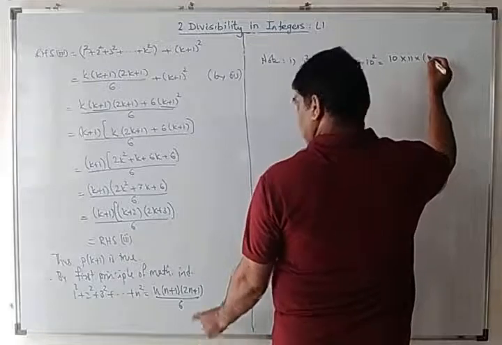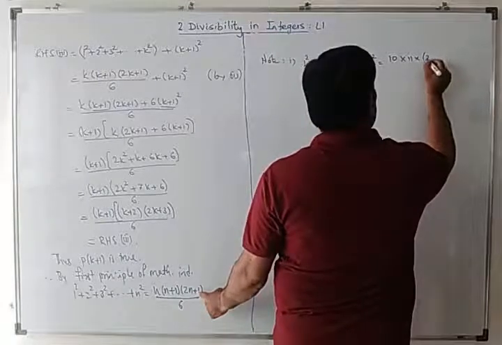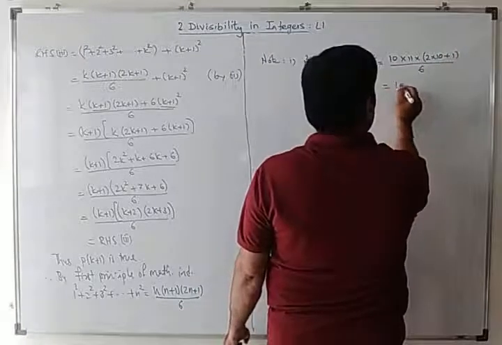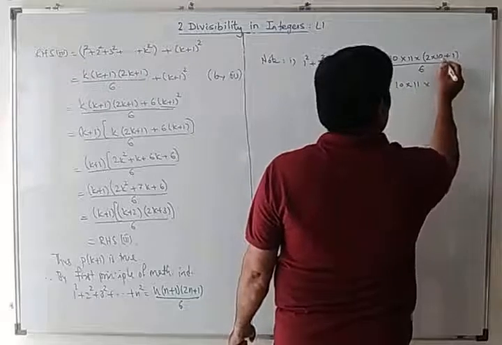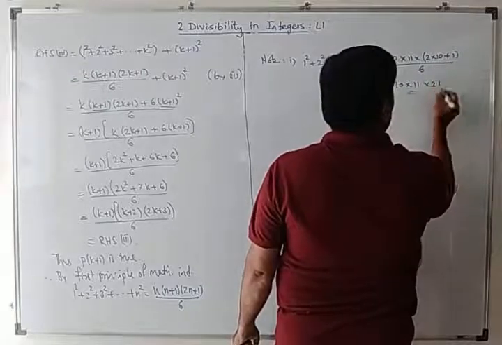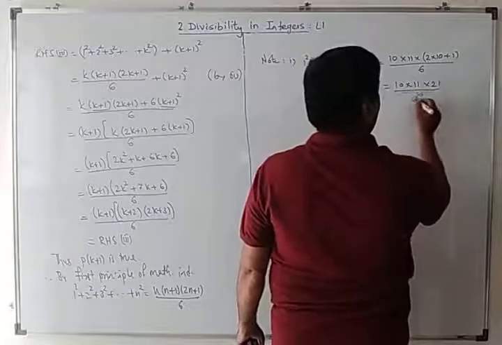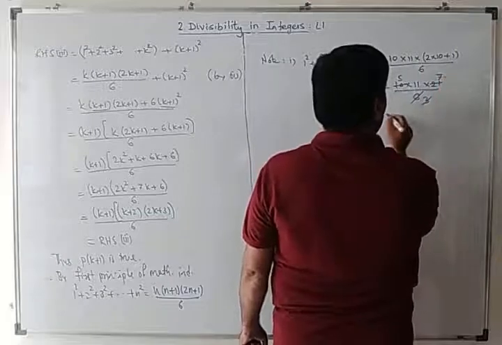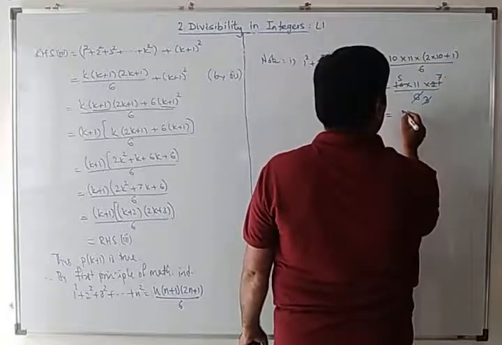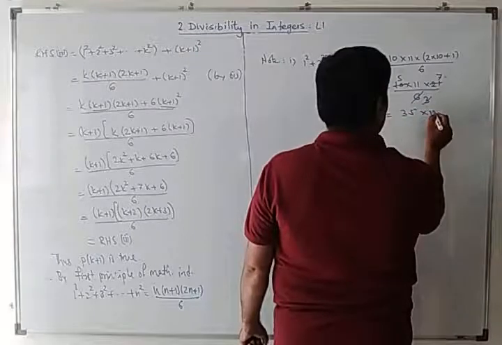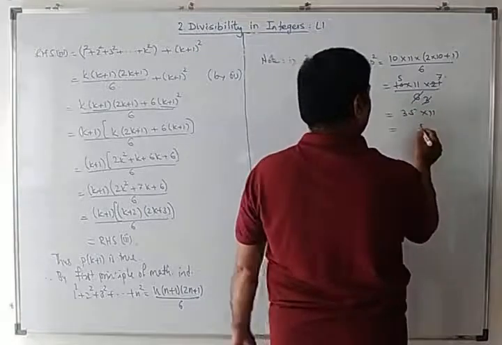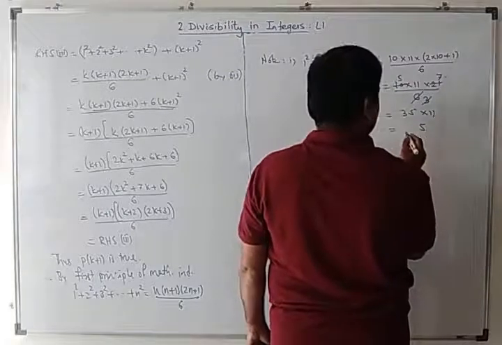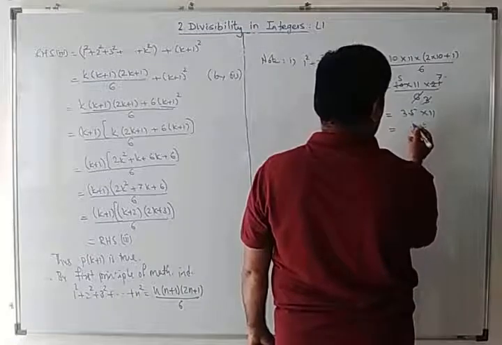into 2 into 10 plus 1 upon 6, which is 10 into 11 into 20 plus 1, that is 21 by 6, then 2 threes, 2 fives, 3 sevens, right? And then 35 into 11. You can do that calculation easily. 55 carries 5 and then 35 11 threes, 33 plus 5.